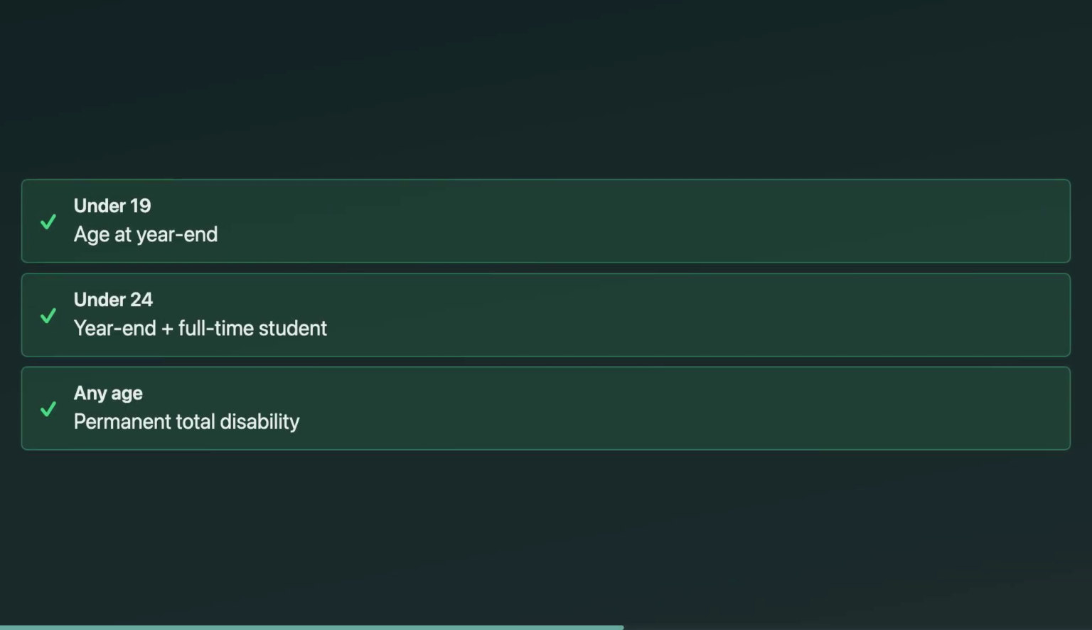Now the age test. A qualifying child is under 19 at year-end, or under 24 at year-end if they're a full-time student, or, this is the big exception, any age if they're permanently and totally disabled at any time during the year. Notice the timing. It's based on age at the end of the tax year, except disability, which ignores age completely.